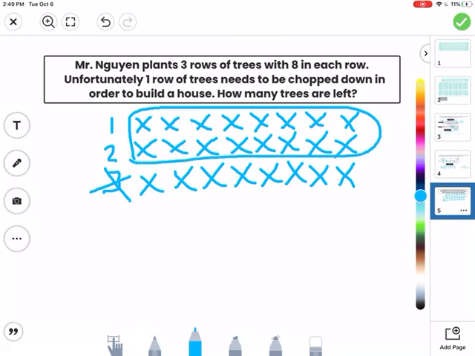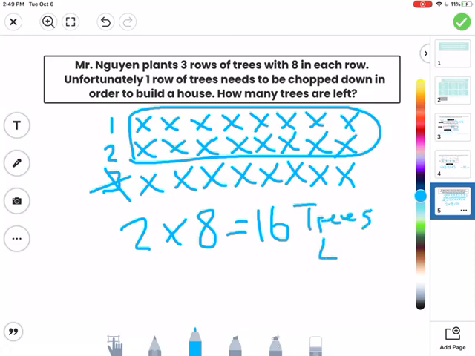which would be 2 times 8. Skip count, let's hold up 8 fingers. Skip count by 2, 4, 6, 8, 10, 12, 14, 16. 16 trees left. Awesome.